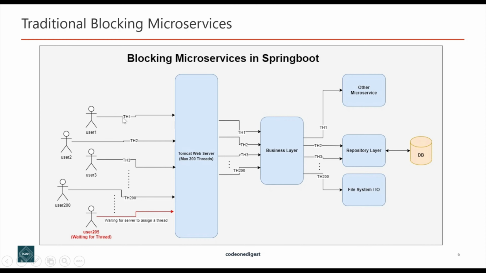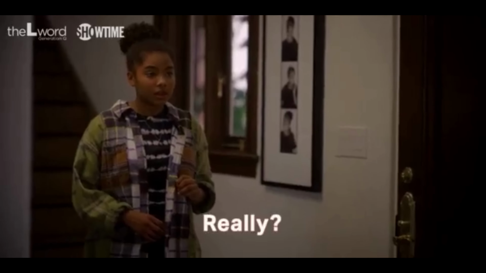Okay, so if you see, thread 1 is getting data from other microservices, thread 2 is blocked because it is getting data from the database, thread 3 is blocked because it is doing some IO operations. Hence, with more requests at the same time, this architecture is not going to work. It is going to slow down your application and hit the user experience. You have to seriously think about your architecture. This architecture is not going to work for you.